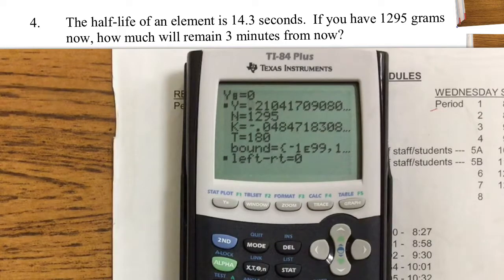And that kind of makes sense if you think about it, because 14.3 seconds, half goes away. 14.3 seconds later, another half goes away. Well, how many 14.3 seconds are there in 180 seconds? That's a lot of halves. So you've cut 1295 in half and in half and in half and in half and in half. And so, yeah, you get down to not very much stuff. It seems reasonable anyway.